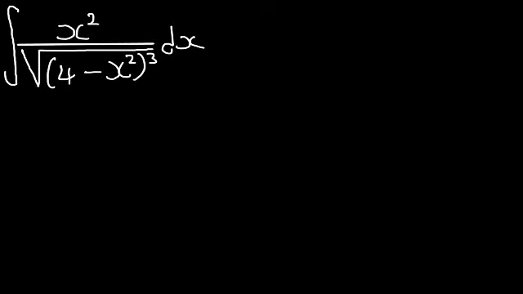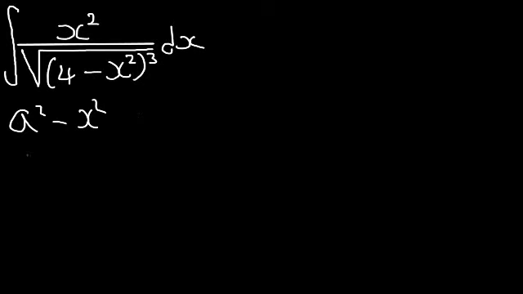To solve for this indefinite integral, we need to use trigonometric substitution, as u-substitution will not work in this case. Now, which of the trigonometric functions are we to use? It turns out that we have a difference of two squares, where the constant term comes first, which means the expression is of the form a squared minus x squared.